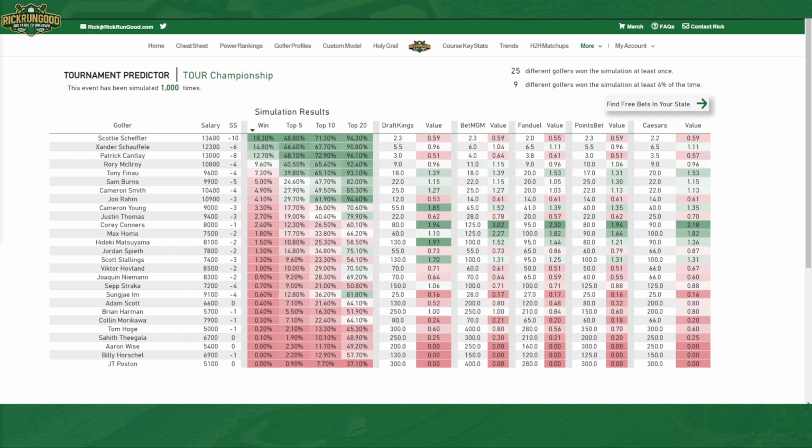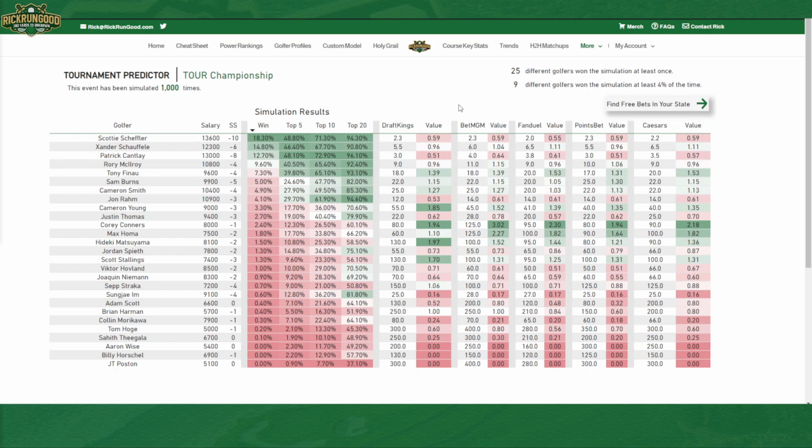But let's just say it's looking at recent form and course history and course fit and the ability to actually win, which is different than the ability to just have a good week. And then basically it spits out the results for the event 1,000 times, and then I just compile it and aggregate it here.